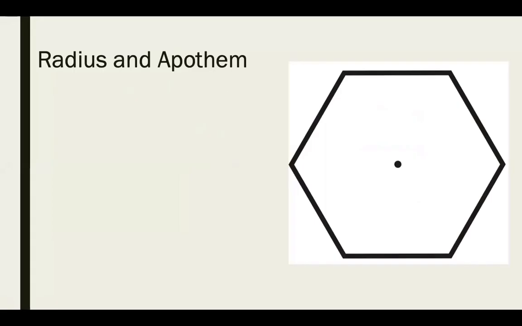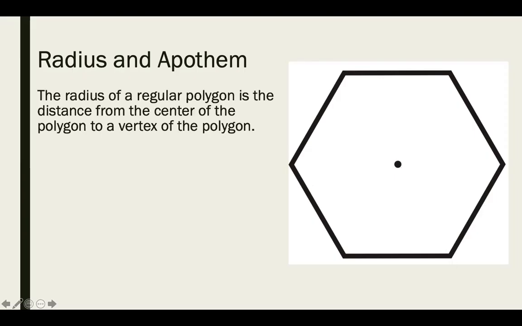So when we have a regular figure, we have a couple of terms that we need to talk about. The first is radius. You're probably used to radius being talked about in terms of circles, and it works pretty much the same with a regular polygon. We have a center of the polygon right here, and the radius is just the distance from the center to one of the vertices out here. So if we connect this center to any of these vertices, that would be the radius.